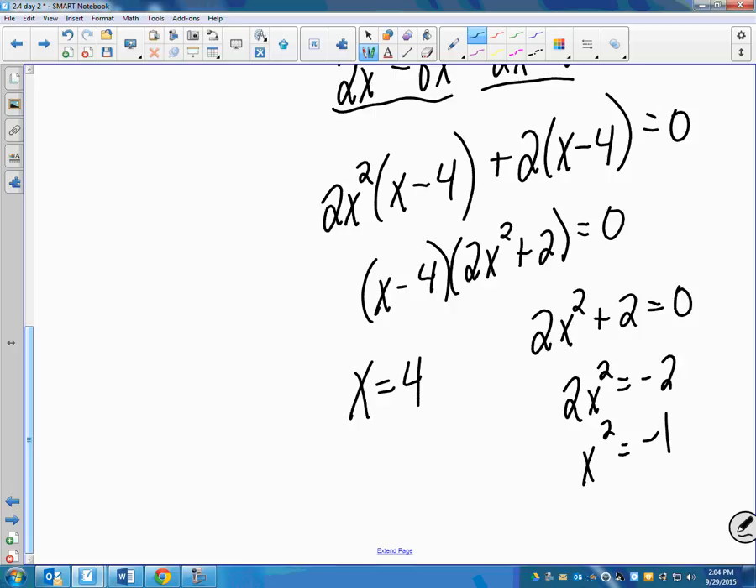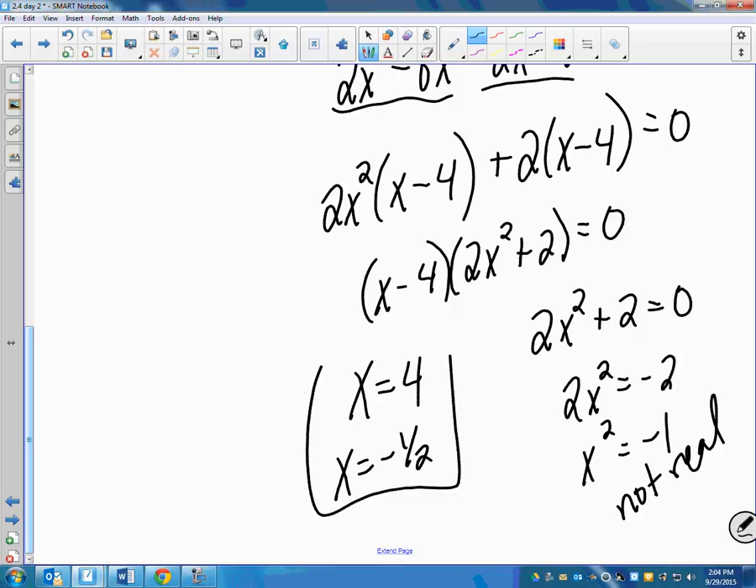In section 2.5 next week, we'll do that. Right now, they don't really want that. But if you gave me that, I'm not going to mark it wrong. What was the answer that we divided out already? Negative 1/2. Which means this one has 2 answers, and they are both rational.